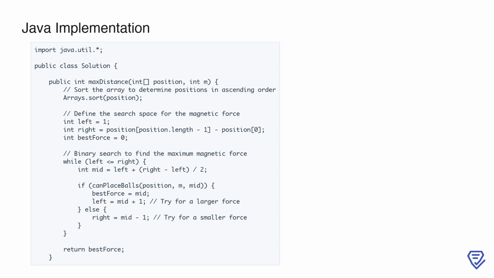We also initialize a variable best force to store the maximum force we find. Then, we use a binary search approach. In each iteration, we calculate the midpoint of our search space, mid, and check if it's possible to place all m balls with at least this distance using the helper function canPlaceBalls. If it is possible, we update best force to mid and adjust our search space to look for a larger force. Otherwise, we narrow the search to look for a smaller force. Finally, once the binary search completes, best force contains the maximum magnetic force, and we return it.